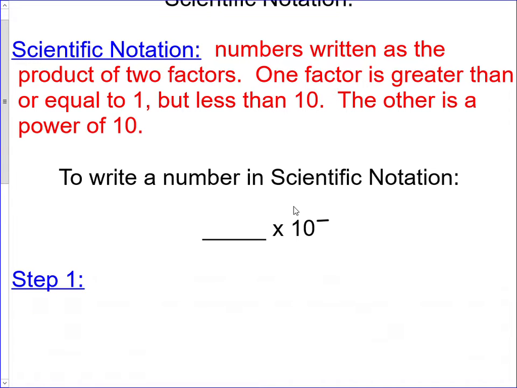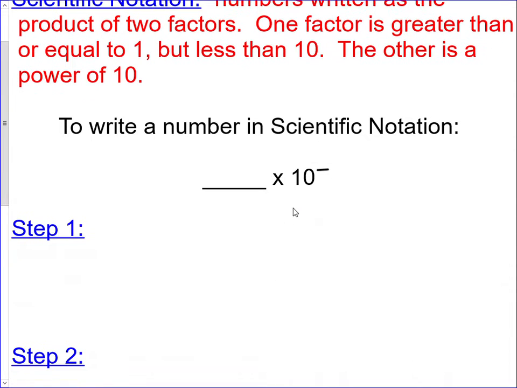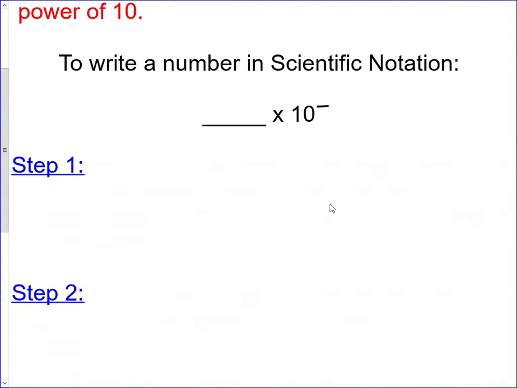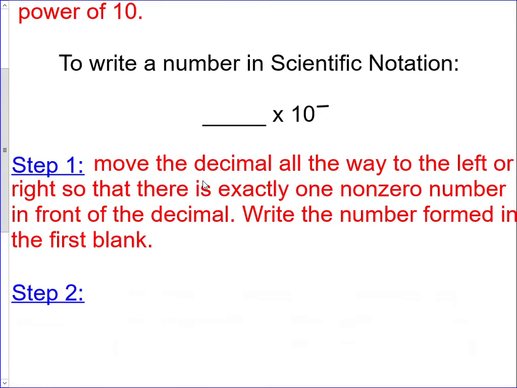So let's take a look at how to write numbers in scientific notation. I always start out with a template. I have a blank times 10 to the blank power, and then it's just a matter of filling in the blanks as we go. So the first step is to move the decimal all the way to the left or right so that there is exactly one non-zero number in front of the decimal. And we're going to write the number formed in the first blank. So once we move the decimal to where there's just one non-zero number in front of the decimal, we're going to write it in this first blank.